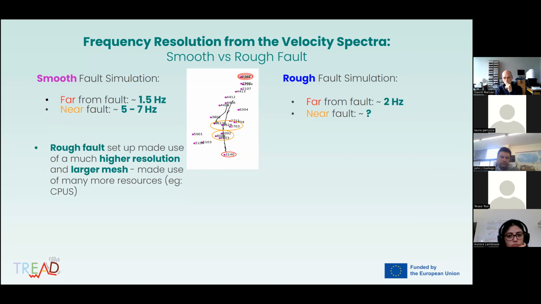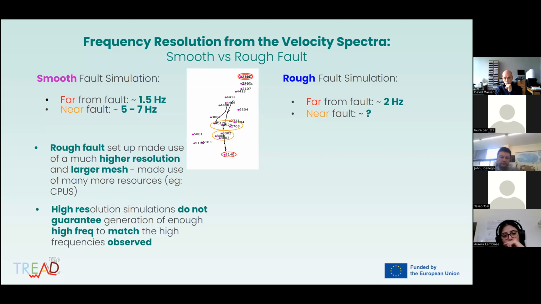What's important to note is that a rough fault setup makes use of much higher resolution and a much larger mesh and many more resources. So it's overall a much more expensive simulation to carry out. But having such high resolution doesn't actually guarantee the generation of the high frequencies that you observe. And in fact, that's why a lot of studies tend to not use physics-based rupture models. So we really wanted to see if these expensive simulations are actually worth it in the end.